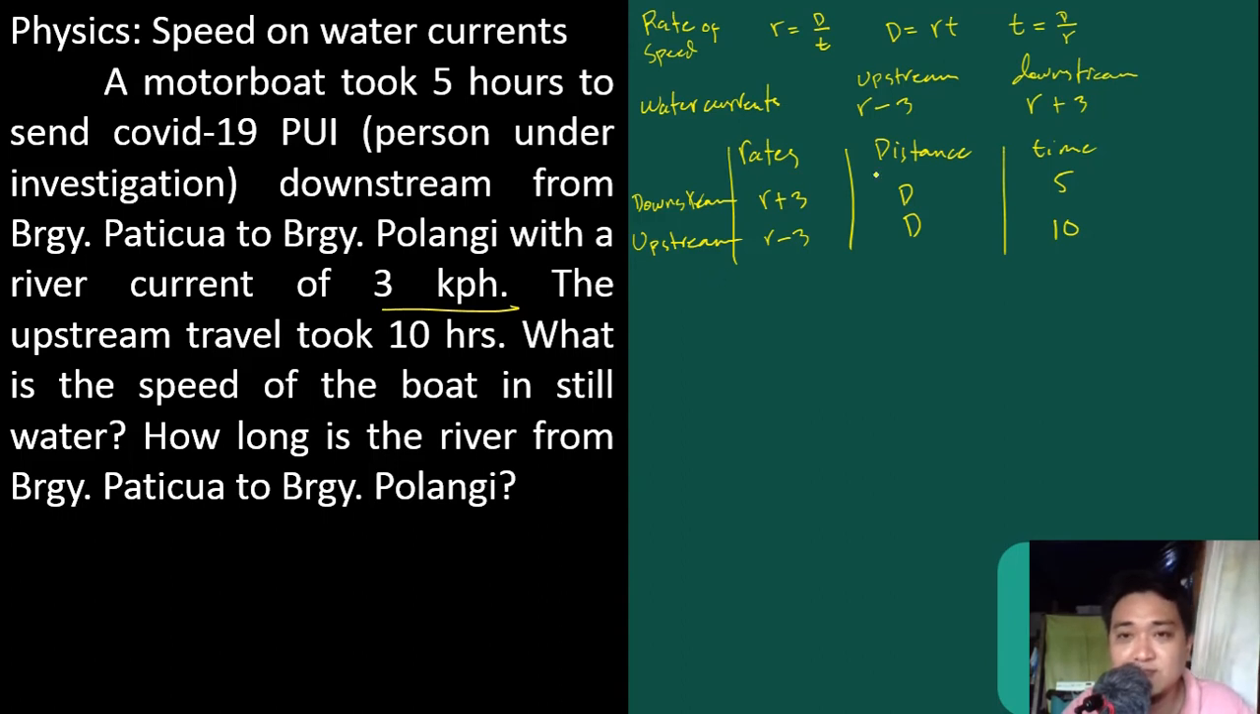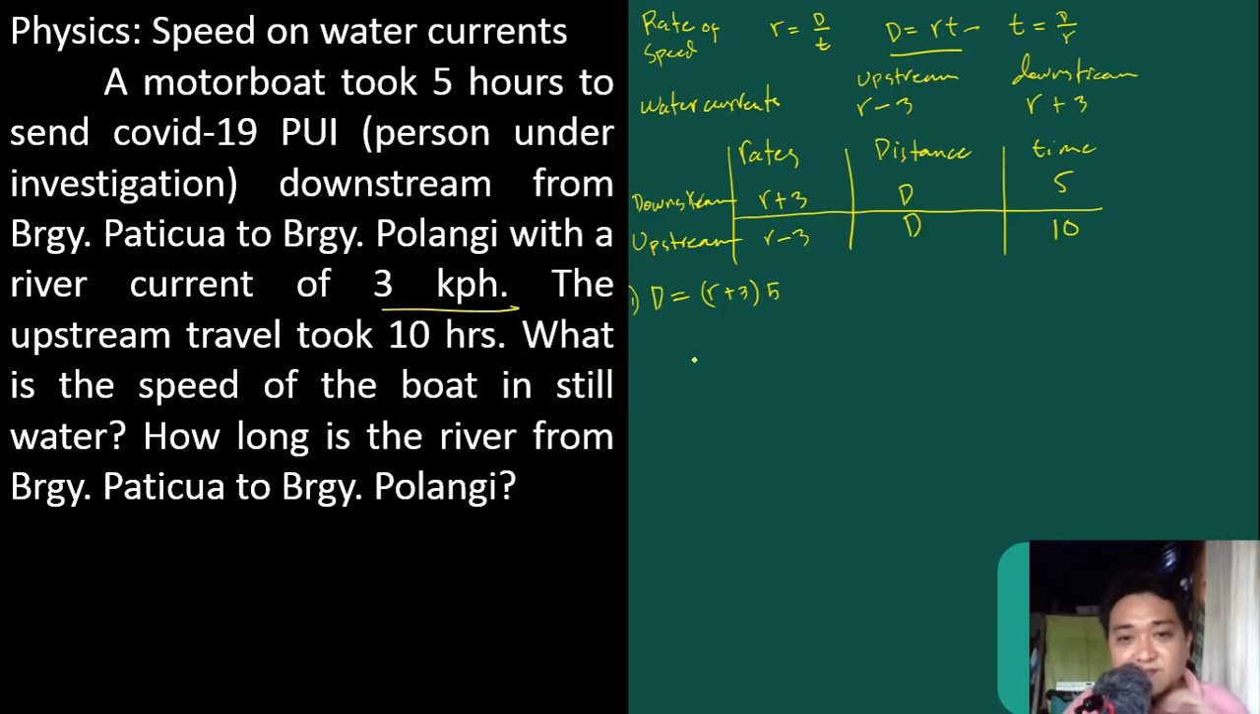So, paano ba to? Again, we can make use of D is equivalent to RT, or distance is equivalent to rate times time. Since we don't know yet the distance, so we will assume that as D. For our first equation, that will be D is equivalent to, ano yung rate natin? The rate is R plus 3, multiplied by the time, which is 5.